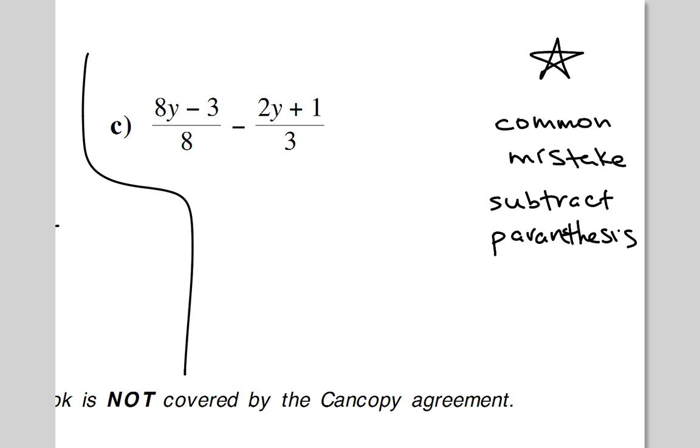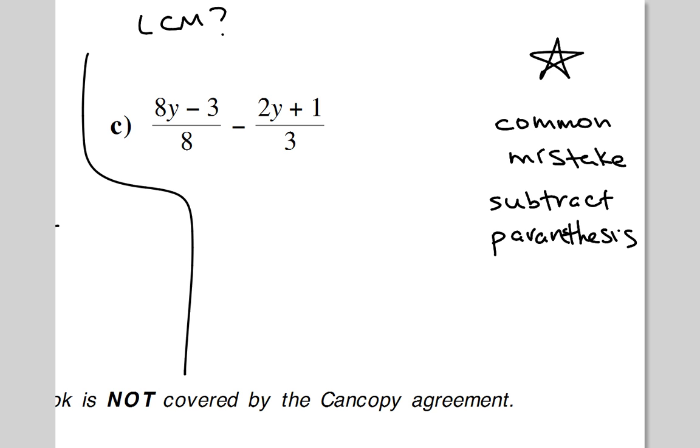Before we get there, LCM of 8 and 3. Count by 8s, count by 3s. When do they match? 24? Is there a better one? 18? Nope. It's got to be 24, right? 16 wouldn't work, right? So you see what the strategy is? Start with the bigger number, 8, 16. So 16, does 3 go into 16? No. 24, does 3 go into 24? Yeah.